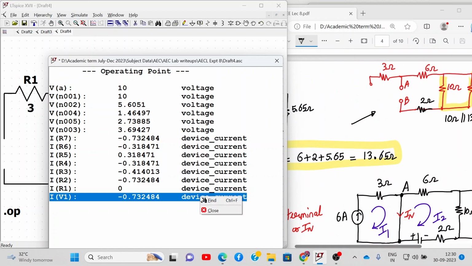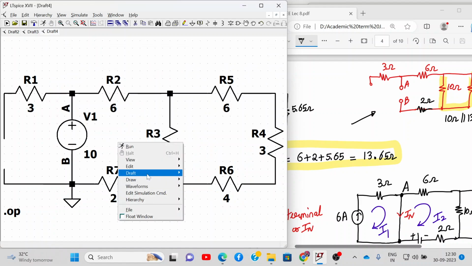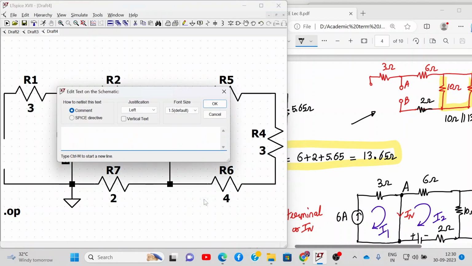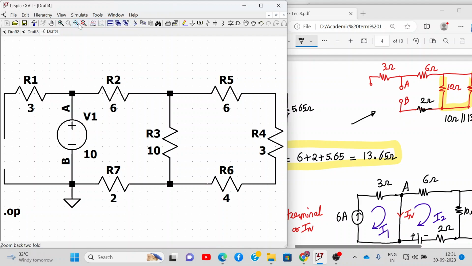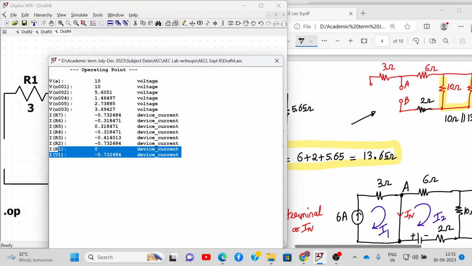Let me note it down over here. So I right click, go to draft, go to comment, and I'll add the current. Okay, I have not added the current over there. Let me simulate again. Let me copy the current.